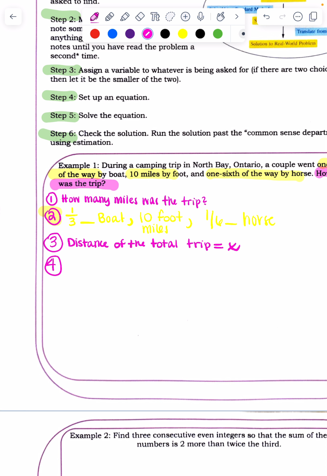So step 4 is the really important step, that we have to make sure that we have the placement of all of our variables correct, and the numbers associated with our word problem. So starting off, the distance of the trip was partially by boat, so it's 1/3 of the trip. And then we decided to walk 10 miles, and then we have 1/6 of that total trip being multiplied by X because it's total trip, and that equals our total trip.